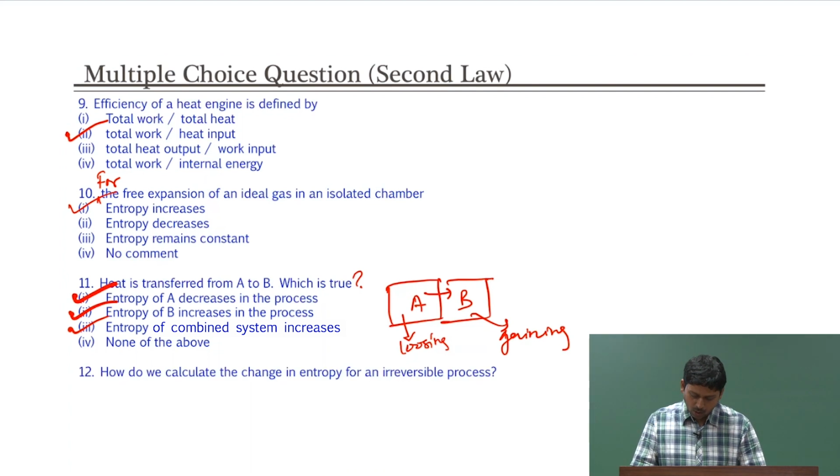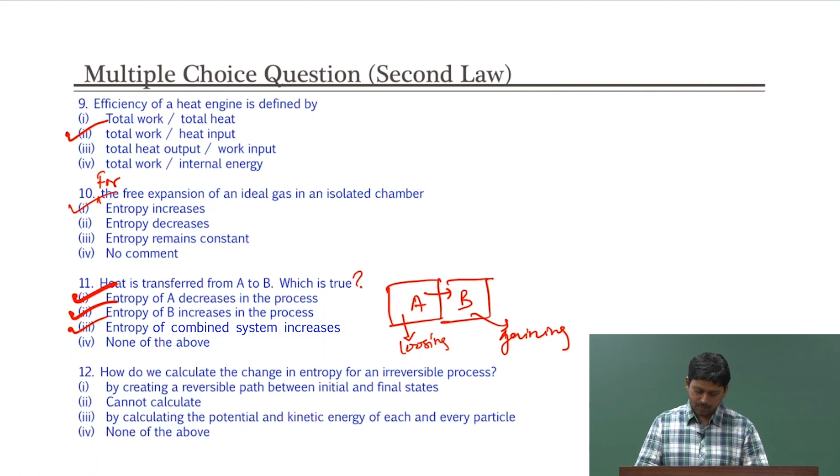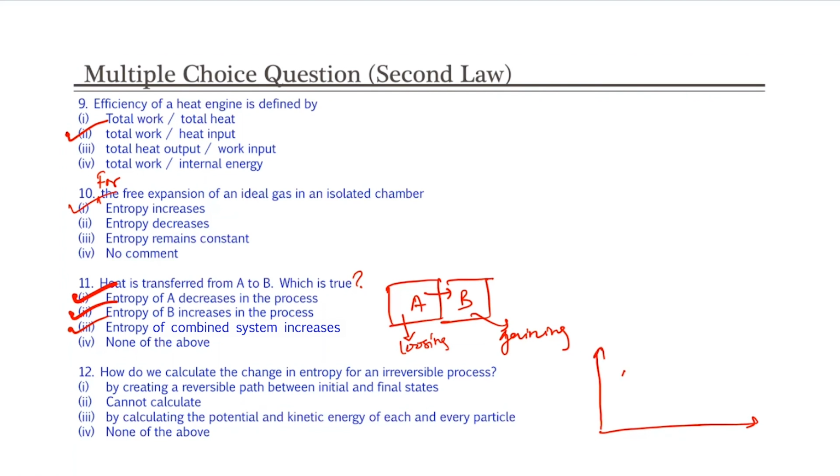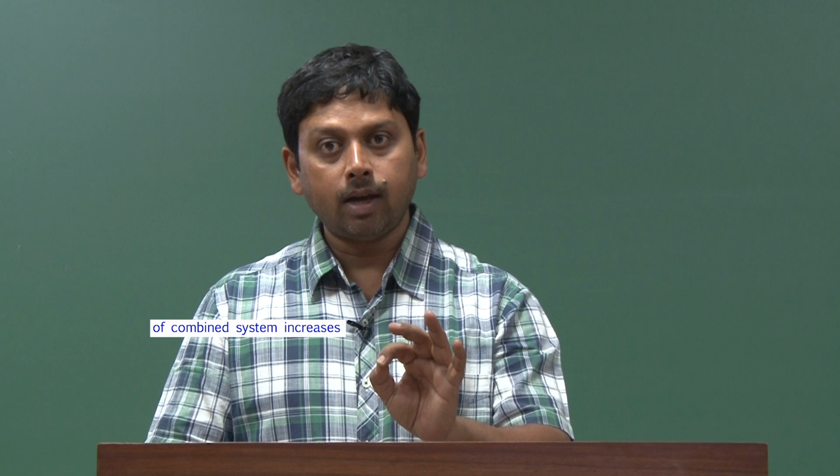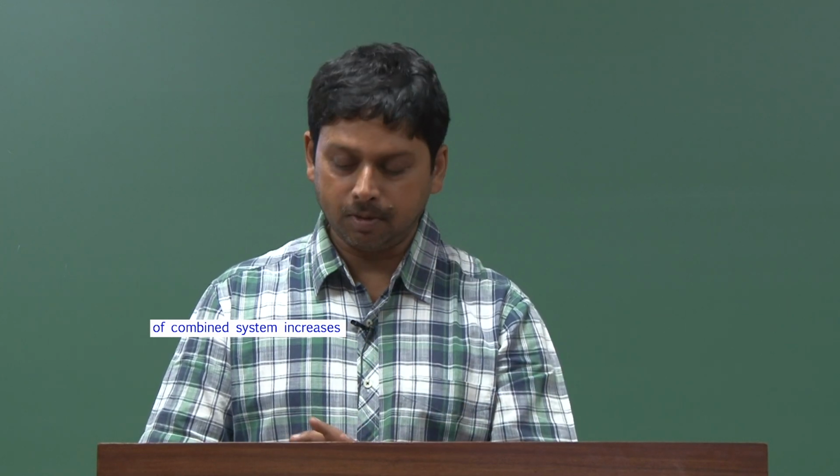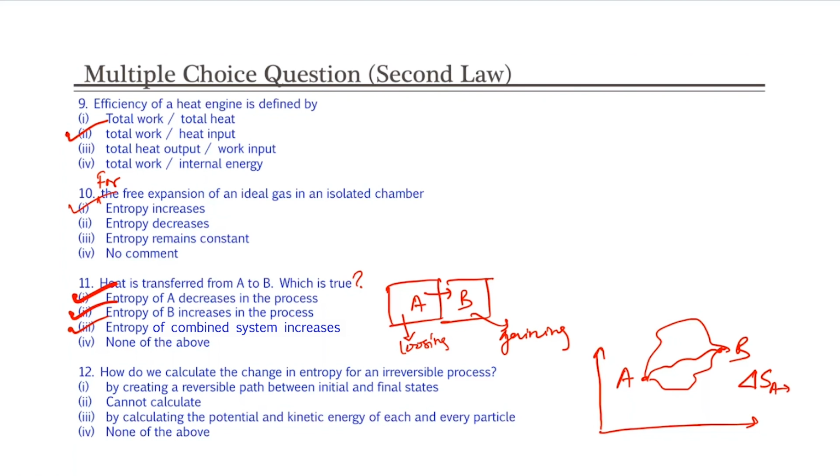Next question, how do we calculate change in entropy for an irreversible process? By calculating reversible path between initial and final states, cannot calculate, by calculating the potential and kinetic energy of each and every particle, and none of the above. This is a very important thing for you to remember, that entropy is a state function, therefore, it has to be associated with some state variables. Now, if I talk about an irreversible process going from A to B, there can be many irreversible paths. However, entropy of B has to be some specific value and A has to be some specific value. Therefore, change in entropy between A to B has a very specific value, let us call it C.